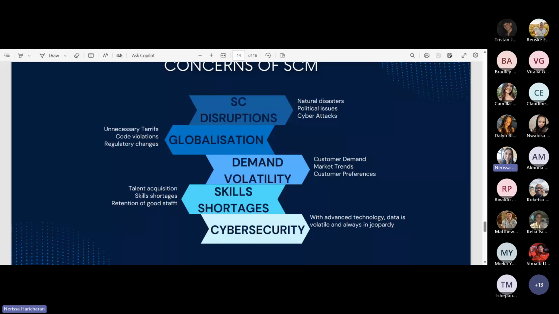The next one is skills shortages. So talent acquisition is quite big because as much as you now bring in digitization into play, there's a huge amount of human behavior and human talent that's required. So the supply chain industry can face a lot of challenges when it comes to talent acquisition, skills shortages, and retention of staff, because of the evolution of the supply chain.